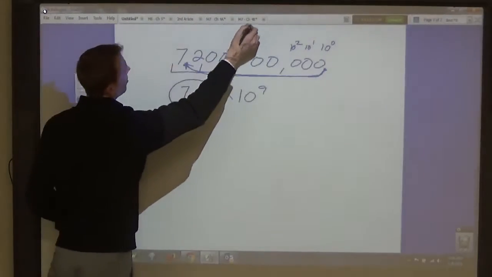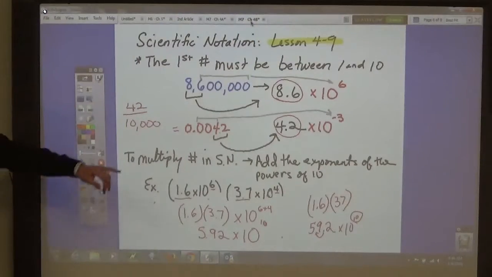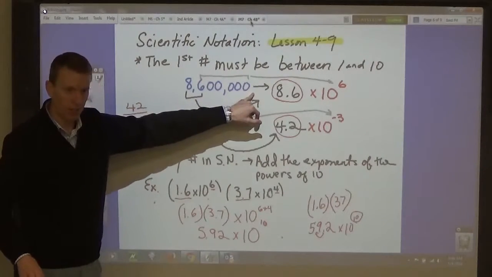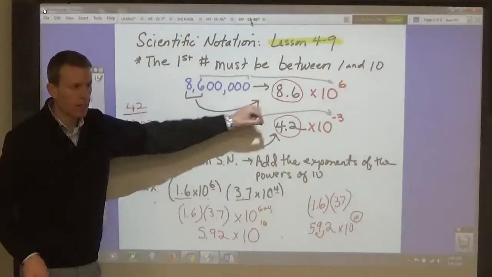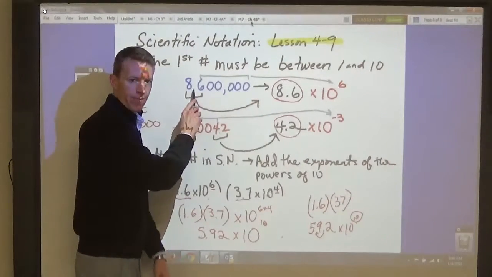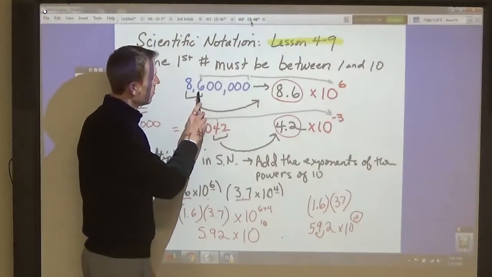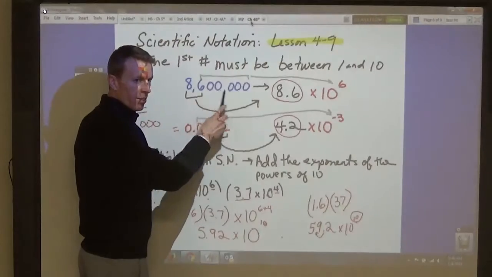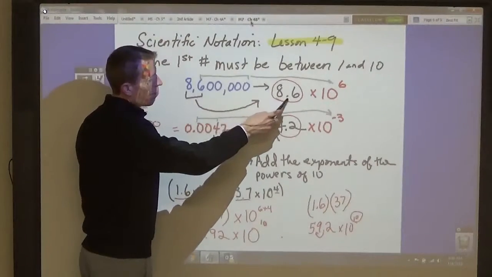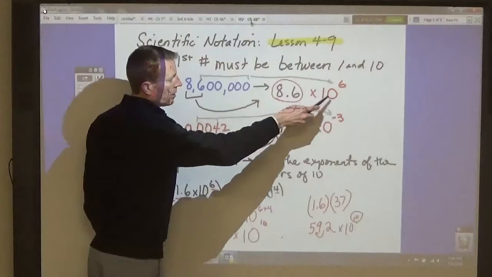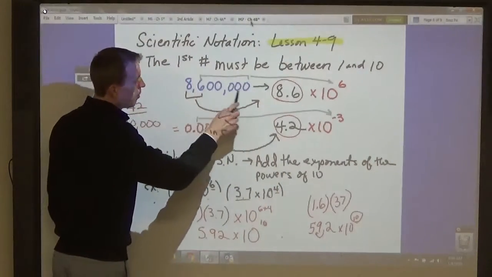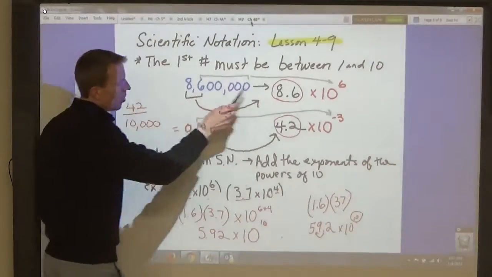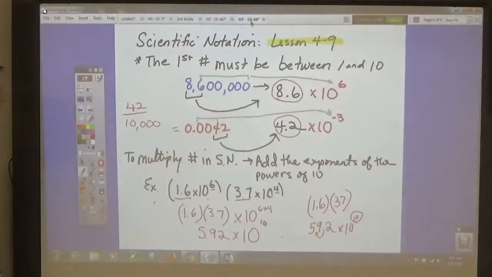Then, let's go back to our notes. You always write times 10, and then you count the places after the first non-zero digit. So, in this case, 8,600,000 would be written 8.6 times 10, and then there are 6 places behind the non-zero digits. So we write 10 to the 6th power. Okay?